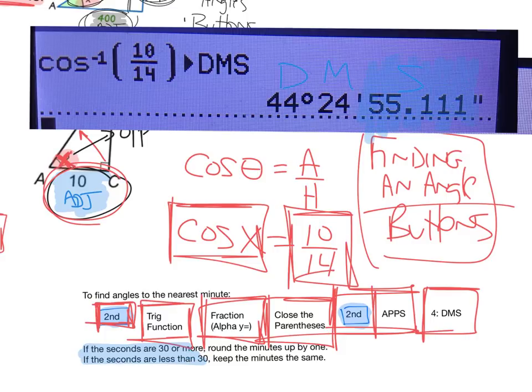If it's 30 or more, you round up. So here, since our seconds are 55, 55 is bigger than 30, so we're going to round the minutes up by 1. So our answer is going to be 44 degrees, 25 minutes.